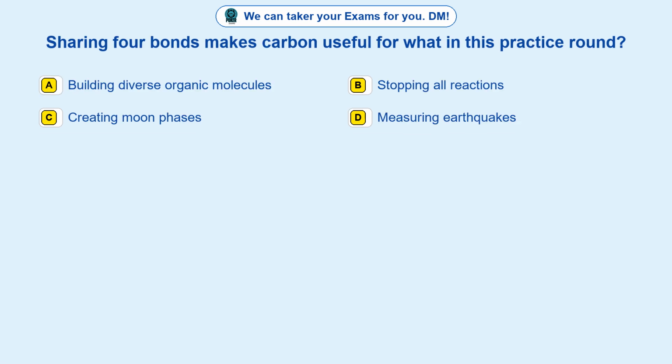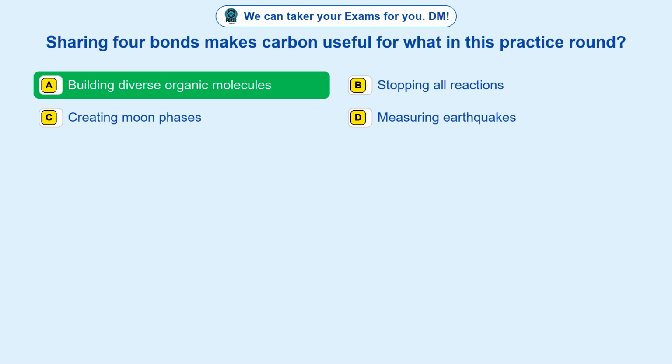Question 52. Sharing 4 bonds makes carbon useful for what in this practice round? Option A, building diverse organic molecules. Option B, stopping all reactions. Option C, creating moon phases. Option D, measuring earthquakes. The correct answer is option A.